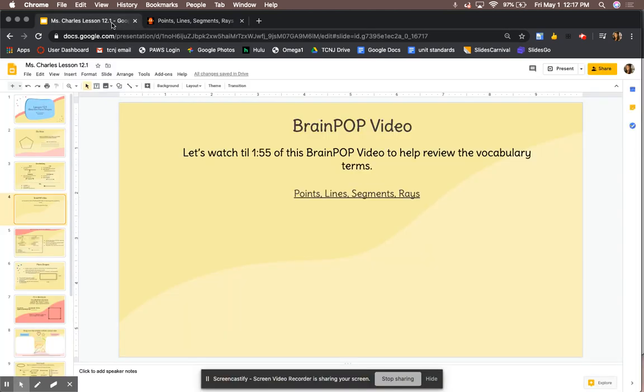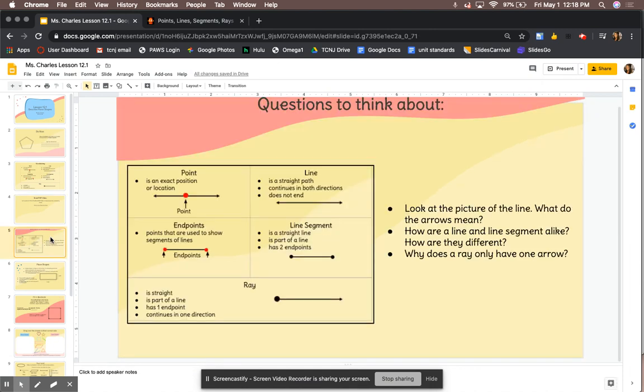So that was a great video to just sum up all the different terms that we are going to be seeing in this lesson. Now here are a few questions that you can just think about. You don't have to answer them if you don't want to. Look at the picture of a line. What do the arrows mean? If you look at this, what do these arrows mean? How are a line segment and a line alike? How are they different? They're talking about this and that. And why does a ray only have one arrow? What does this one arrow mean on this ray?